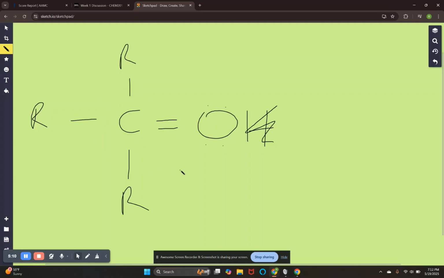However, you can probably see the problem here. If we do this, then we have 2, 4, 6, 8, 10. Our octet is disturbed. So in other words, we can't do this. Instead, the best case scenario is this stays a single bond. We add another lone pair here, and this becomes an O minus.